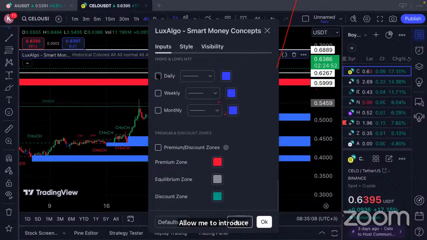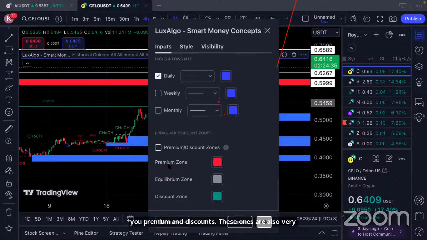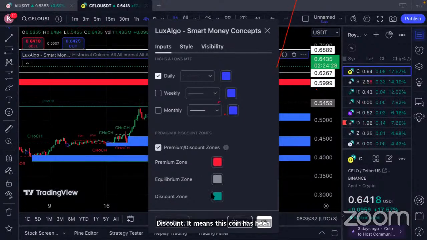Even if you want previous day's low and high, you can come and tick. It will show you yesterday's highest point and yesterday's lowest point. I also want to introduce to you premium and discount zones. These ones are also very important. Premium means this coin has been overbought. Discount means this coin has been oversold. As simple as that. Equilibrium is halfway.